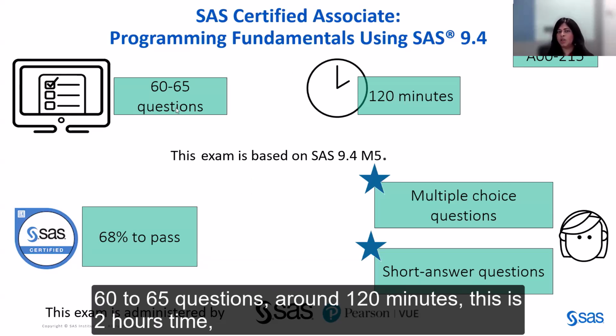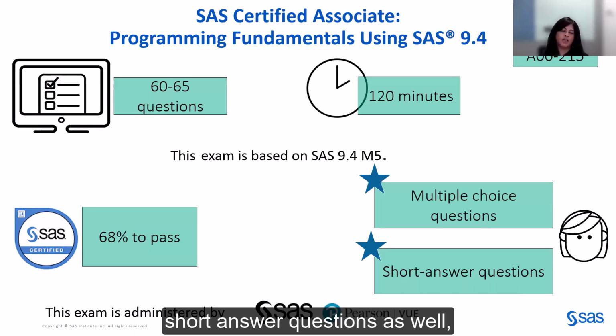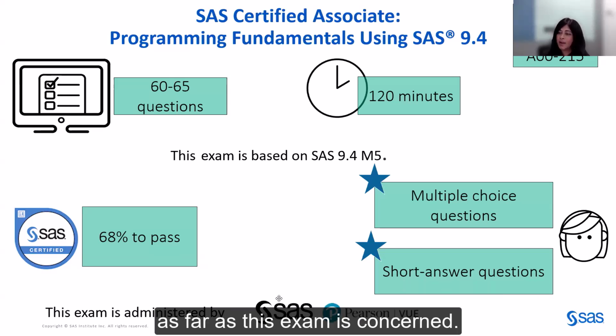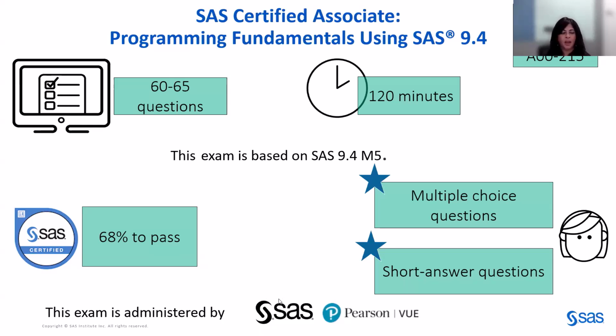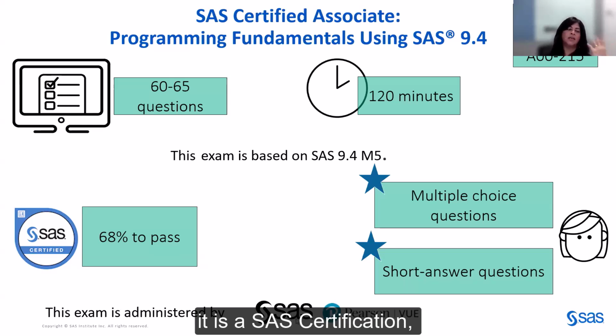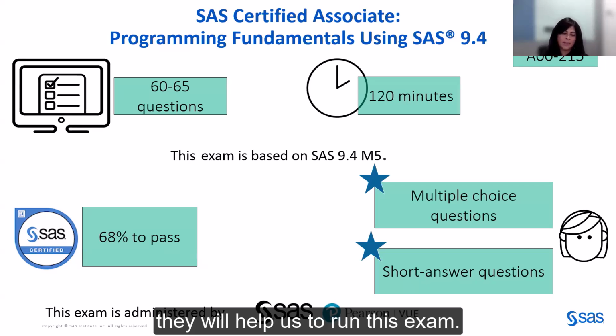60 to 65 questions, around 120 minutes, that's 2 hours. And multiple choice questions, like I was telling you earlier, short answer questions as well. And 68% is the passing mark that you are expected to get as far as this exam is concerned. Now, this exam is administered by SAS, it's a SAS certification, and Pearson VUE is our administrator. They will help us to run this exam.